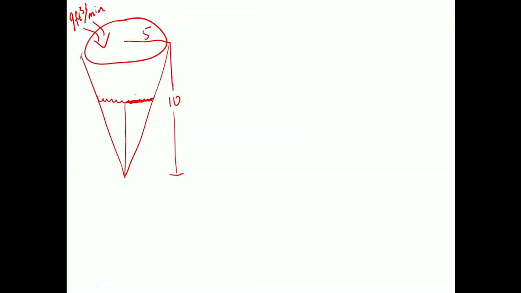So I should label them with functions. How about I call that R of t for radius at time t, and how about I call that H of t for height of the water at time t. Now those aren't 5 and 10. 5 and 10 are the overall size of the shell, the shape that we're filling. But R of t and H of t represent the radius and height of the water level at time t, and that's changing. So hopefully that's not a huge leap of faith yet.